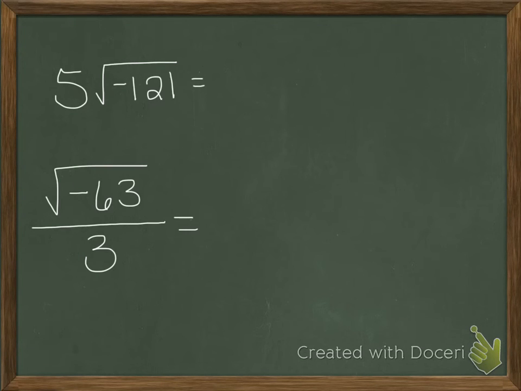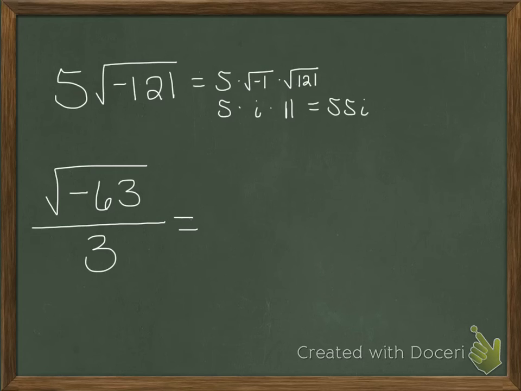So if we look at a couple of examples here, 5 times the square root of negative 121. Well, obviously you know that 121 is a perfect square, so that would be the same thing as saying 5 times the square root of negative 1, which is i, times the square root of 121, which we know is 11. So that becomes 5 times i times 11, which is 55i as our answer, with nothing left underneath the square root, because 121 is a perfect square, and we just simplify the negative by using the letter i.